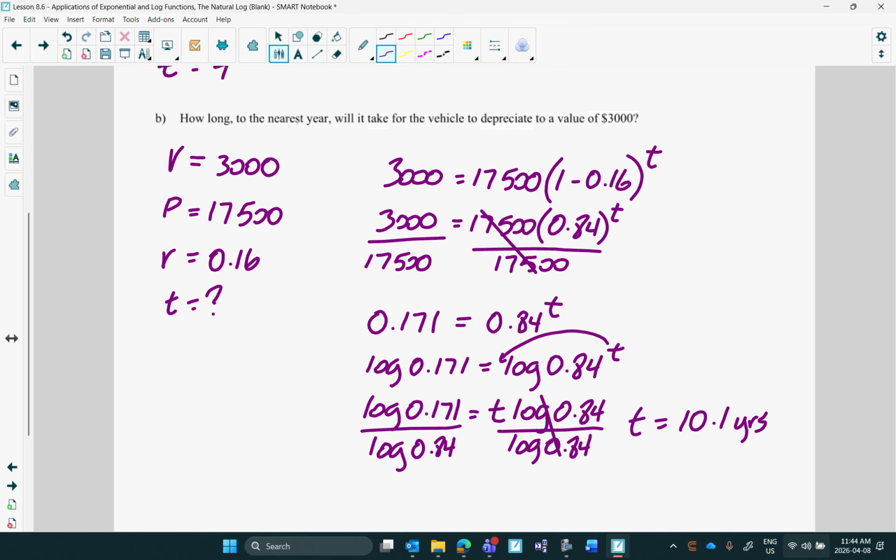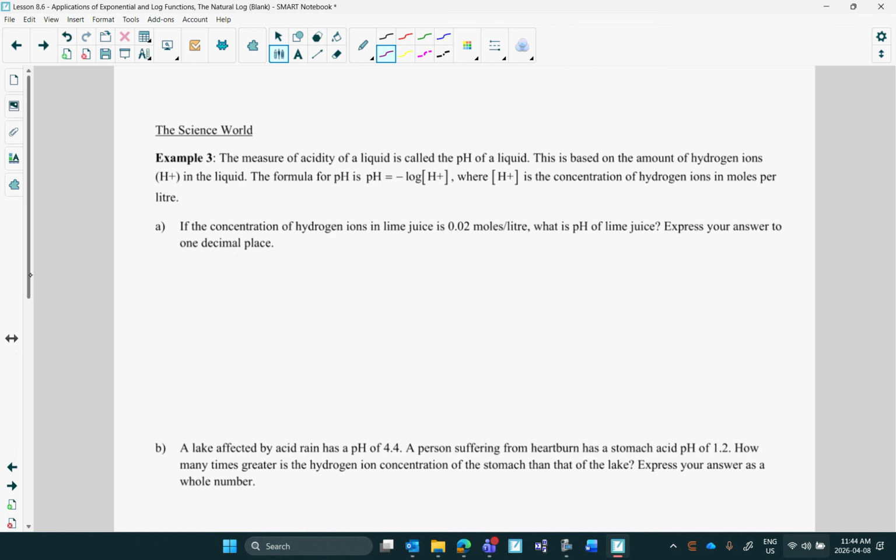All right. The science world. Yay. Don't worry, it's not going to get too crazy. The measure of acidity of a liquid is called the pH. This is based on the amount of hydrogen ions in the liquid. The formula for pH is negative log of H plus, where H plus is the concentration of hydrogen ions in moles per liter.